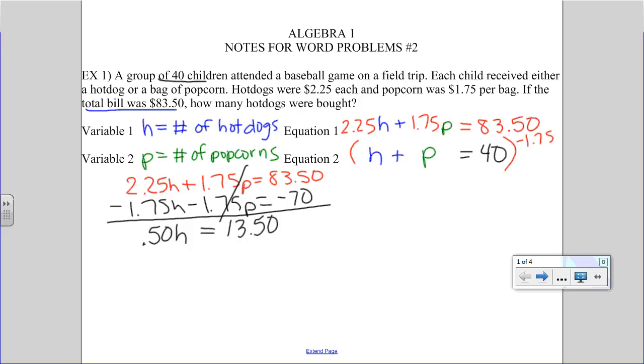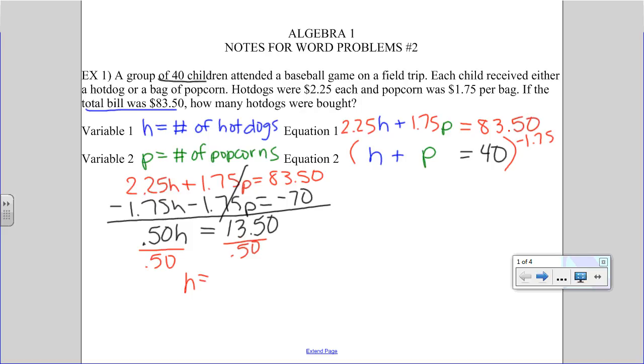A lot of decimals, guys. Don't stop just because you have decimals. Finish it out. Solve for H. John, how do I solve this equation for H? Good job. Divide by that 50 cents on each side. And so what does H equal if I take 13.50 and divide it by 50 cents?